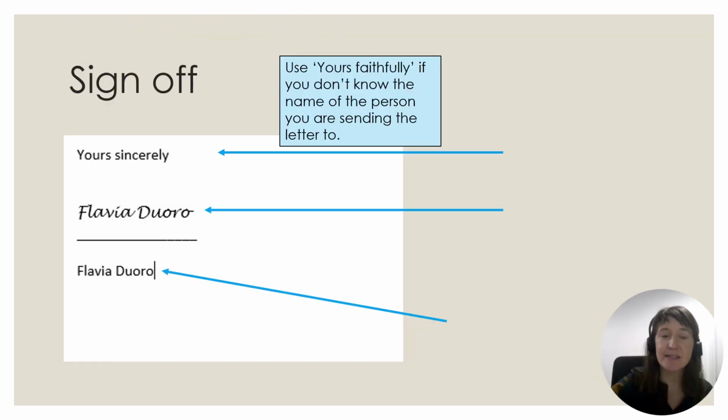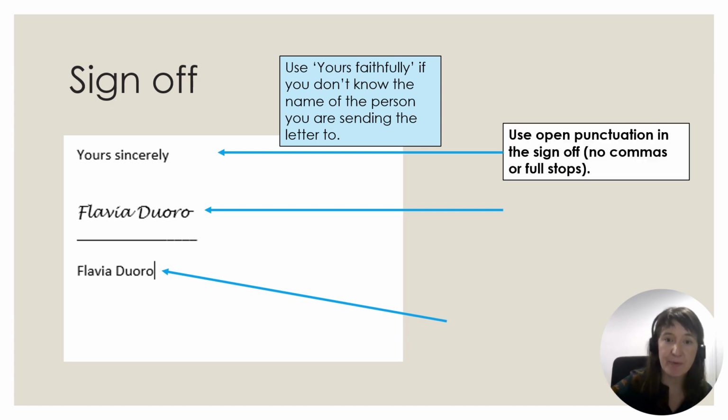Now, the sign off. Use yours sincerely as a sign off when you know the name of the person you are addressing the letter to. So in this letter, we did know the name, so I've used yours sincerely. You can use yours faithfully if you don't know the name of the person you are addressing the letter to. Again, remember to use open punctuation in the sign off. So open punctuation means no commas or full stops.